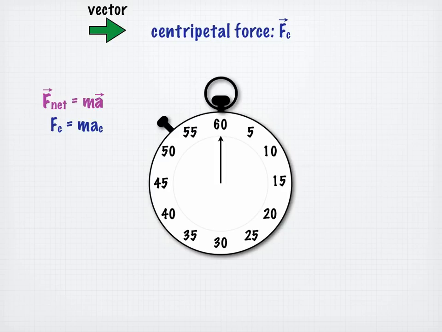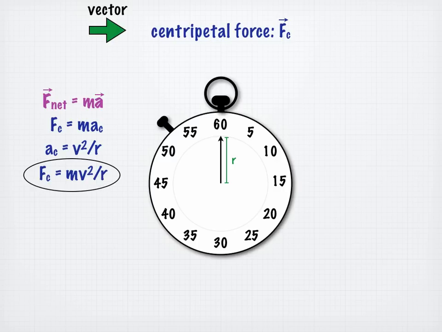We found previously that the magnitude of the centripetal acceleration is the speed of the object squared divided by the distance between the object and the center of the circle of motion. So the magnitude of the centripetal force is equal to m times v squared over r. The direction of the centripetal force is the same direction as the centripetal acceleration, toward the center of the circle.